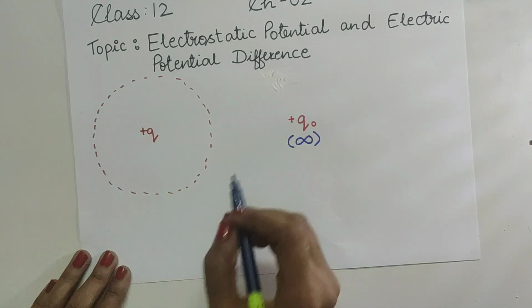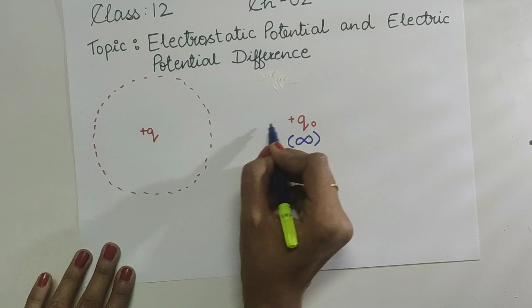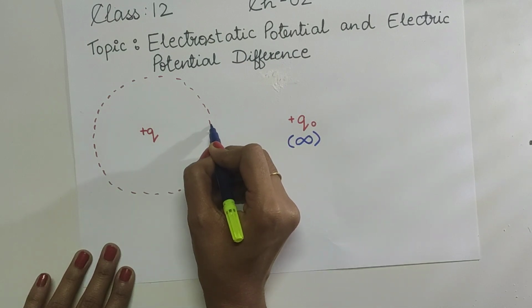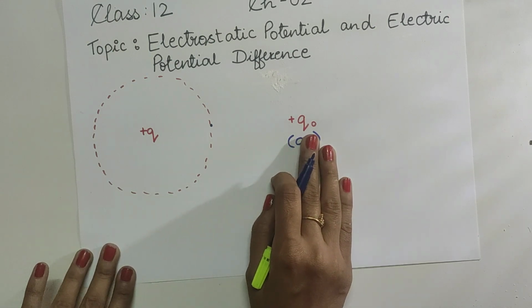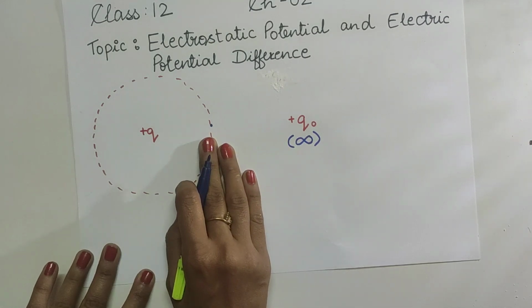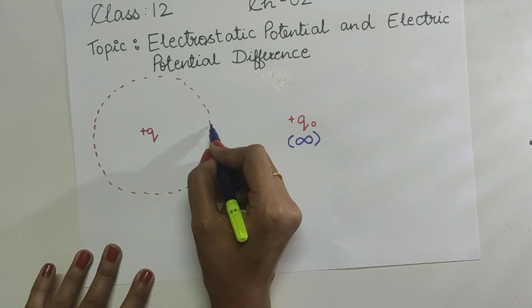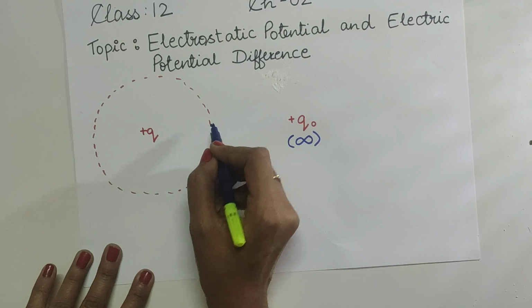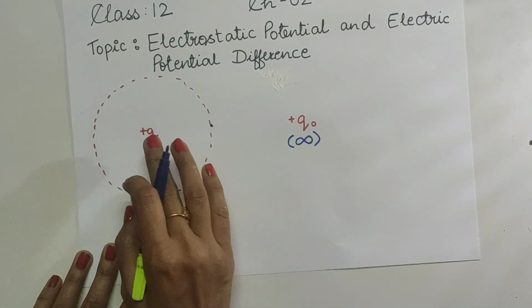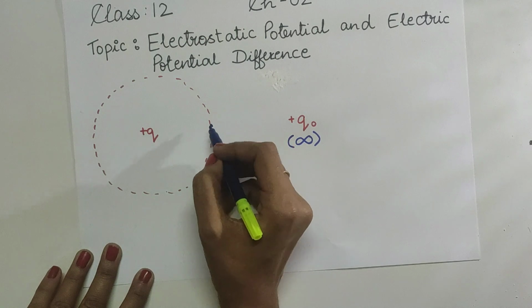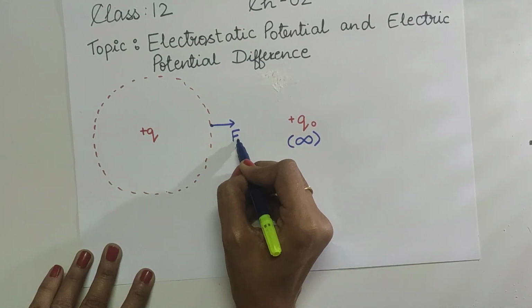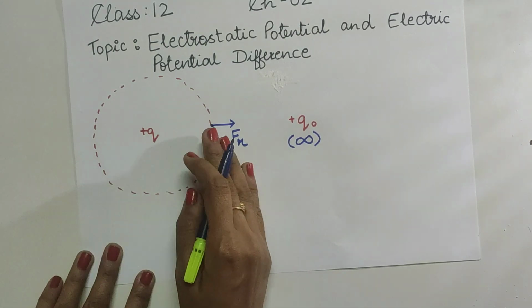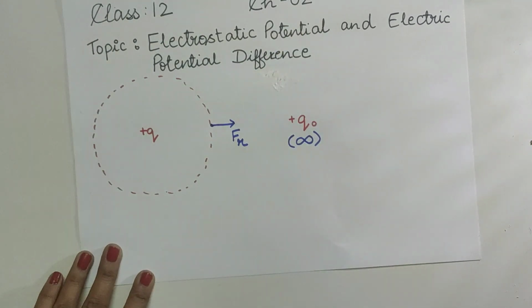Now, let us suppose I bring the test charge Q naught in the vicinity of the electric field of plus Q. Just as it touches the electric field, what happens? It starts experiencing a repulsive force Fr, which tends to push it away from charge plus Q.